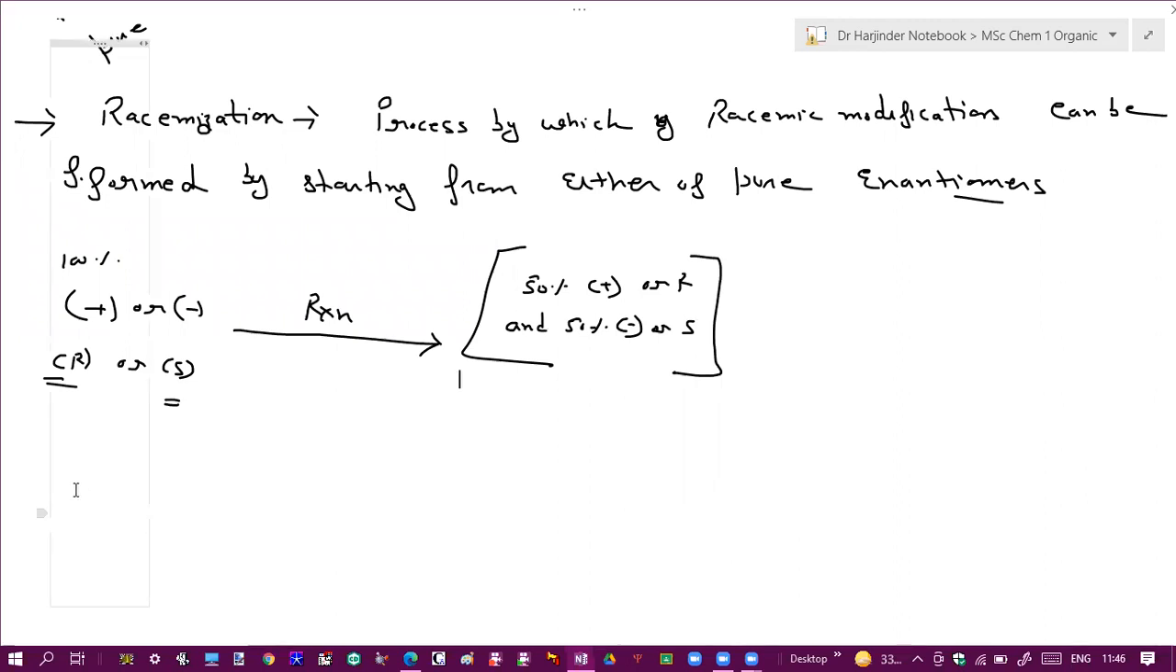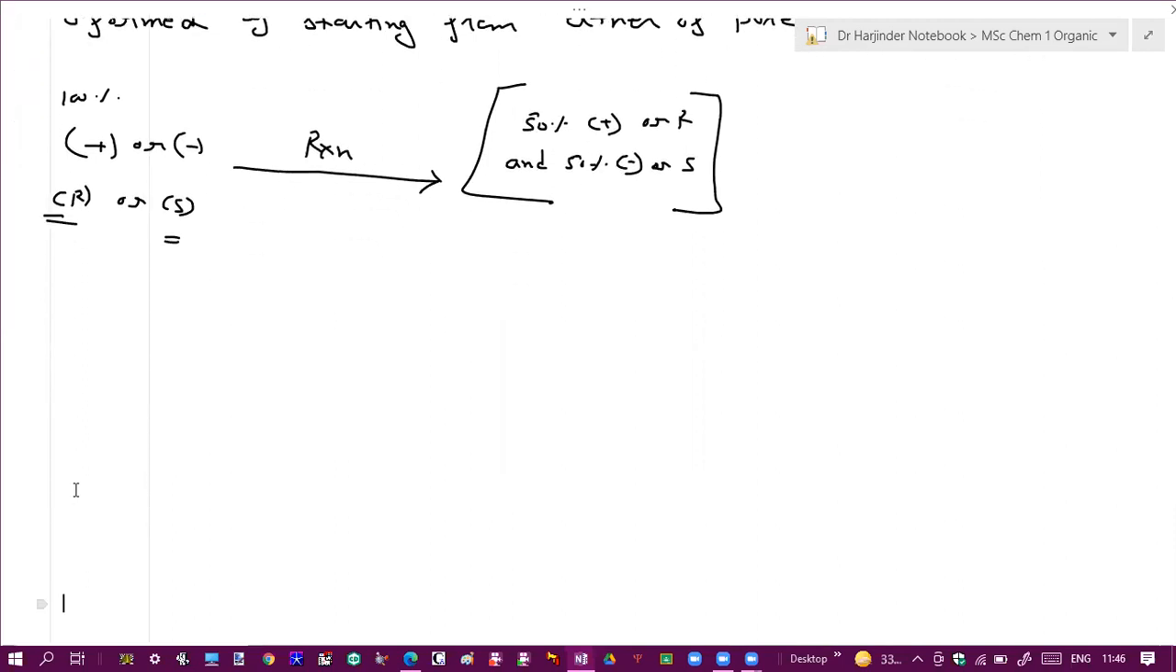So, what will be the basic principle behind this racemization? How can you convert one enantiomer into its equimolar enantiomeric mixture? You have one single pure enantiomer, suppose lactic acid, and you will do some reaction over it and convert it into its equimolar mixture. So how will you do it?